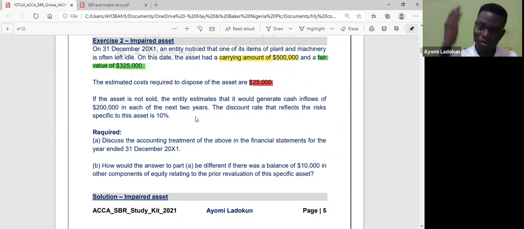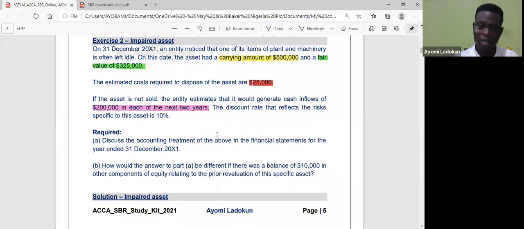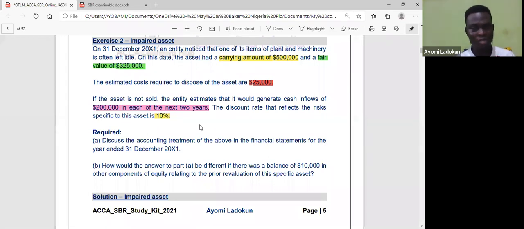I needed my value in use. It told me that 200 will be generated for the next 2 years. So what do I do here? I will say year one, year two. Don't worry, I'll show you the solution, but let me explain first. Then I ask, what is the discount factor that you want me to use? Once you ask the right questions, it's going to supply it for you. It said 10%. So I discount year one, I discount year two, and I have a particular figure.